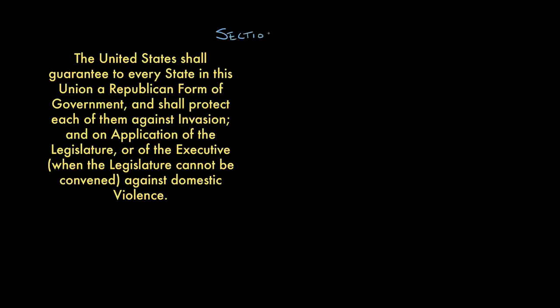Moving on to Section 4, there's this promise here that the federal government will guarantee every state a Republican form of government and shall protect each of them against invasion or domestic violence. What does this mean? So we see here at the end of Article 4 a really famous and important promise to each of the individual states. The federal government is promising to basically aid them in keeping a Republican form of government. As we'll remember, Benjamin Franklin famously said, "We've given you a republic if you can keep it."